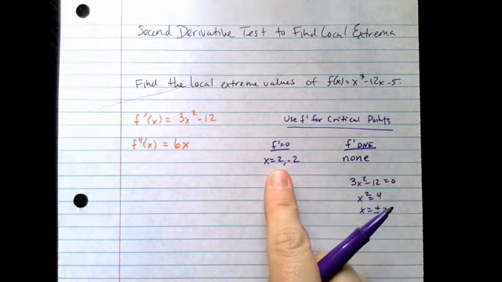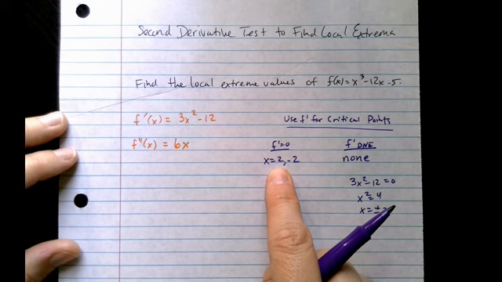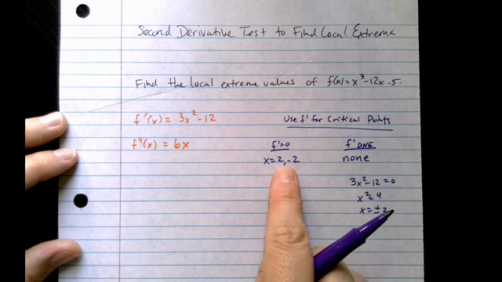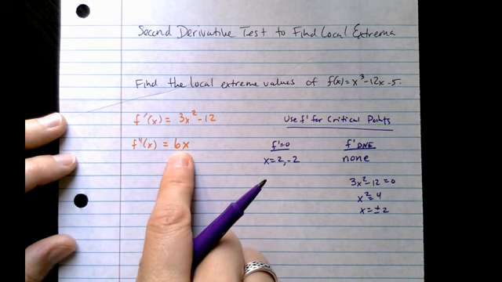Okay, so I do have two choices here, or two possible candidates. But instead of graphing my first derivative now, and then looking at the change in sign, what I can do is I can now take these critical points, these candidates, and test them in my second derivative. That's the second derivative test.